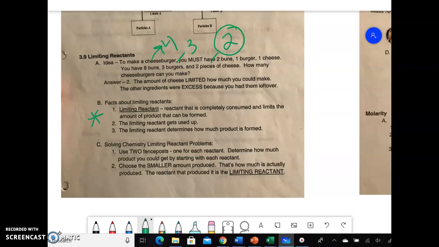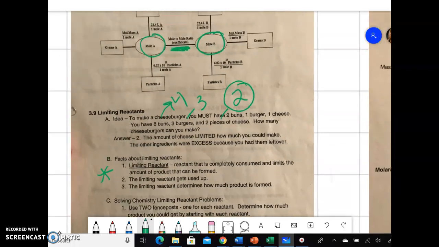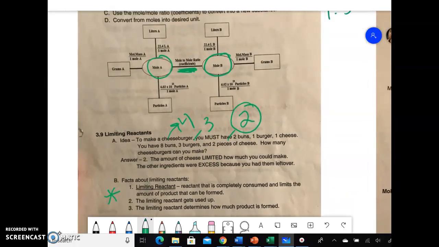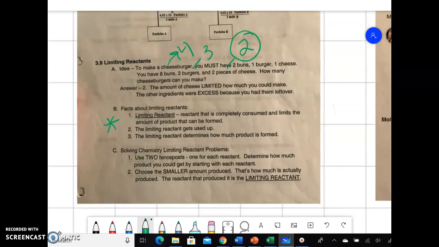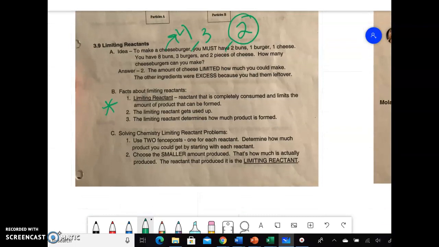So what you're going to do is exactly what we did with the cheeseburgers. You're going to take each of the amounts that they give you and turn it into product using this big chart up here. So if they give you grams of A, you're going to turn it into grams of B. If they give you grams of C, you turn it also into grams of B. So you turn everything into the same product, and then you can compare them and choose the smallest amount.